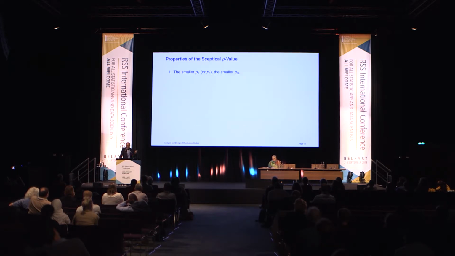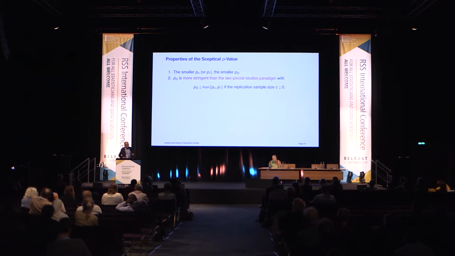Right, properties of the skeptical p-value. The first property is not so surprising, but it's reassuring that it does something useful: the smaller the ordinary p-value is, the smaller the skeptical p-value, right? More interesting is already the second property. The skeptical p-value will always be larger than both ordinary p-values. So it's more stringent than the two pivotal study paradigm, which I mentioned earlier. And actually, if you fix the p-values and let c, the relative sample size, go to 0, then you actually reach that limit, and that will be important in a minute.